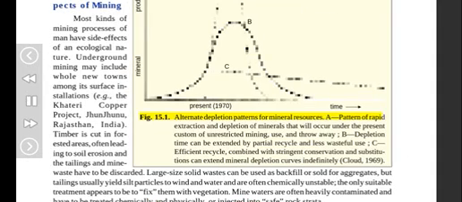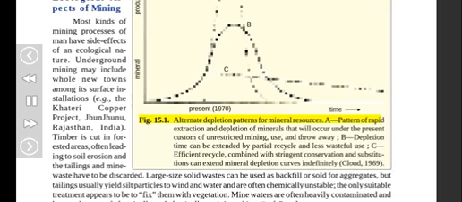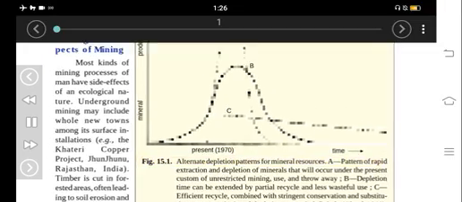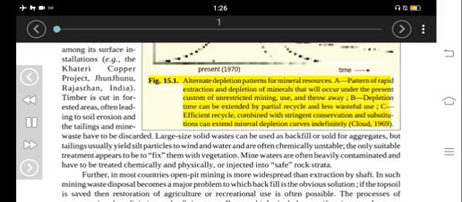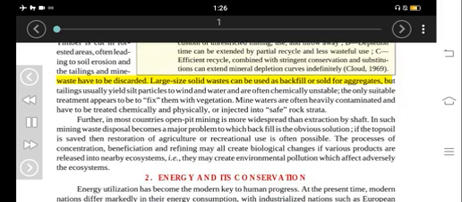Figure 15.1. Alternate depletion patterns for mineral resources. A. Pattern of rapid extraction and depletion of minerals that will occur under the present custom of unrestricted mining, use, and throw away. B. Depletion time can be extended by partial recycle and less wasteful use. C. Efficient recycle, combined with stringent conservation and substitutions can extend mineral depletion curves indefinitely. Cloud, 1969.